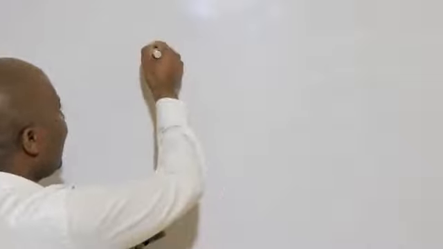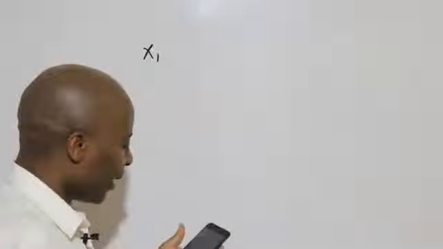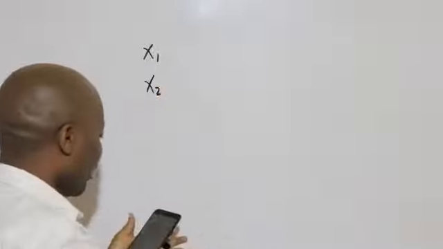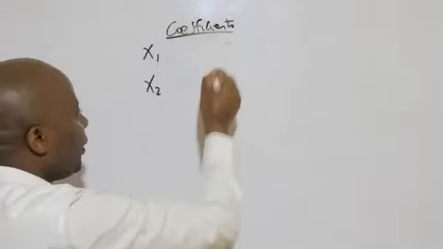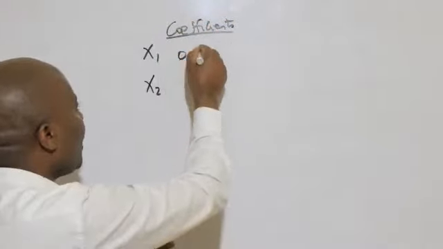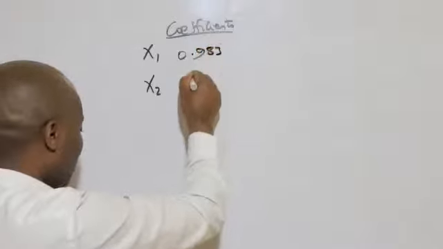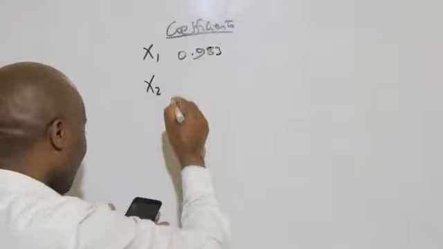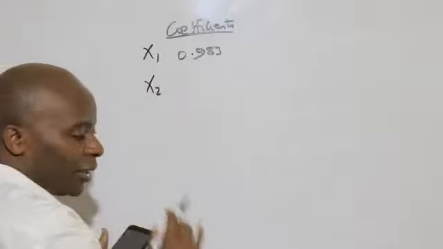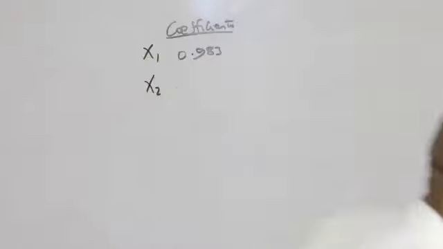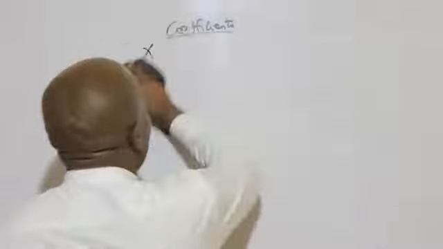Now, ladies and gentlemen, if you look at this very well, they have given us the parameter estimates, and I can see X1 and X2. So we have the coefficients here, 0.983. No, there must be a slight problem there. We are supposed to start with the constant. There is a typing error there.